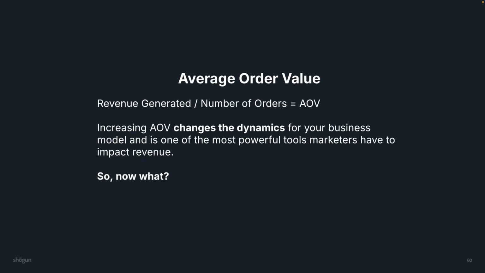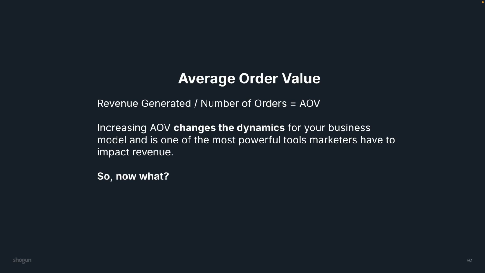All right, folks, let's start with the basics, shall we? Average order value. What is it? Well, it's pretty simple. Average order value, or AOV, is revenue generated divided by your number of orders. So that's it. Revenue generated divided by number of orders. This is what your typical customer can be expected to spend when they transact with you.